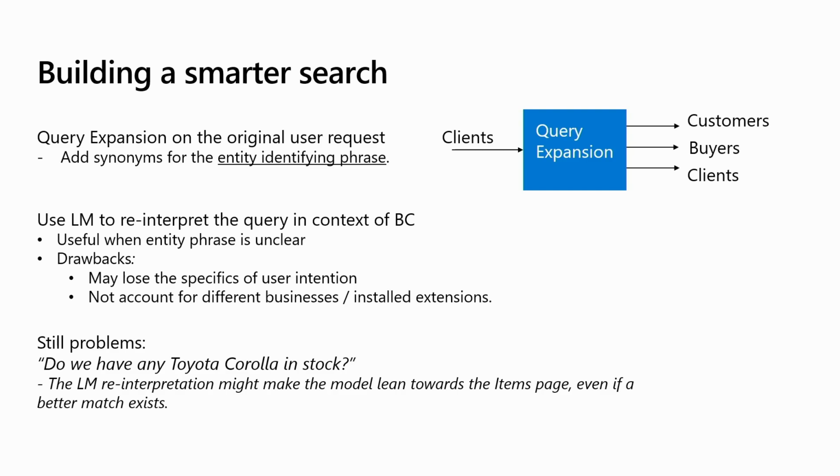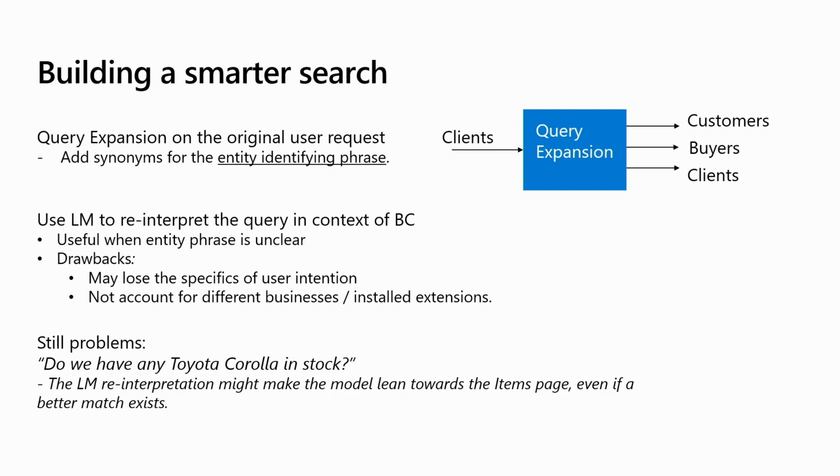In the second example, how you can use LLMs for reinterpreting, let's take the query as an example. Do we have any Toyota Corolla in stock? Now, this query does not mention any page identifying phrase or entity that you can directly map to. So what an LLM-based approach can do is it can try to interpret this query in the context of Business Central. And in Business Central, where do you have inventory information?